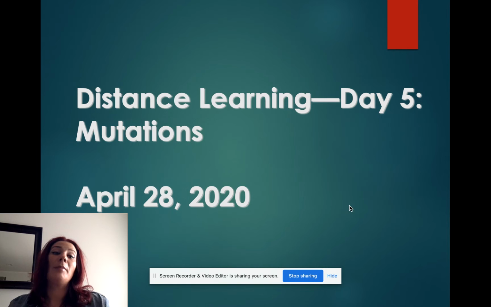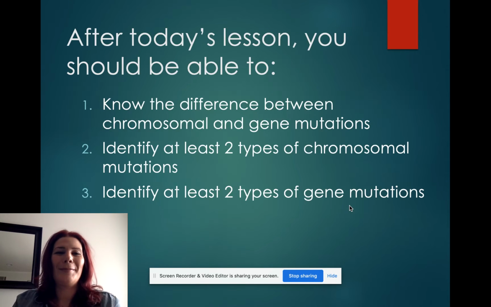We're going to start talking about mutations today. Some of this will be a review, but some of it will be new, and I'll get to that in a minute. After today's lesson, you should be able to know the difference between a chromosomal mutation and a gene mutation. Gene mutations we talked about before, and I'll remind you of those. Identify at least 2 types of chromosomal mutations and identify at least 2 types of gene mutations as well.